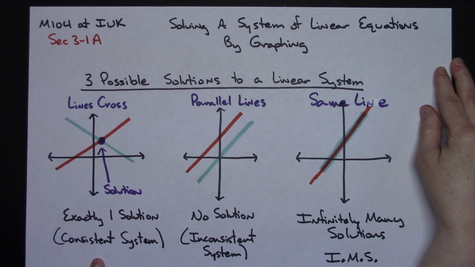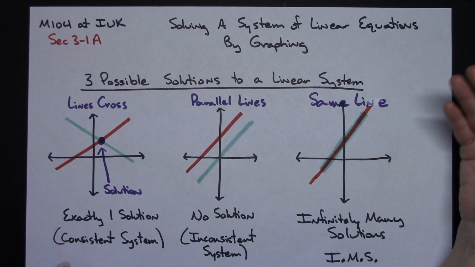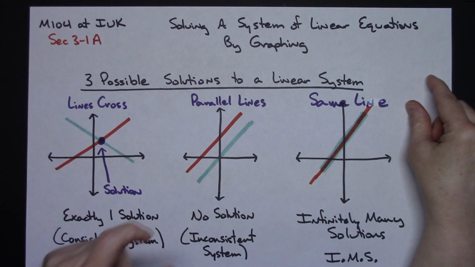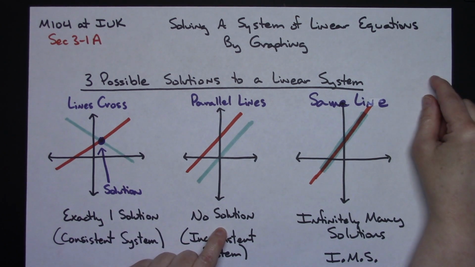This is often called a consistent system. Another scenario that could happen when you go to graph the lines, you graph the first line, you graph the second line, and they end up being parallel to each other. In which case, because they do not cross, you do not have a solution, so this is a no solution. It is also commonly referred to as an inconsistent system.